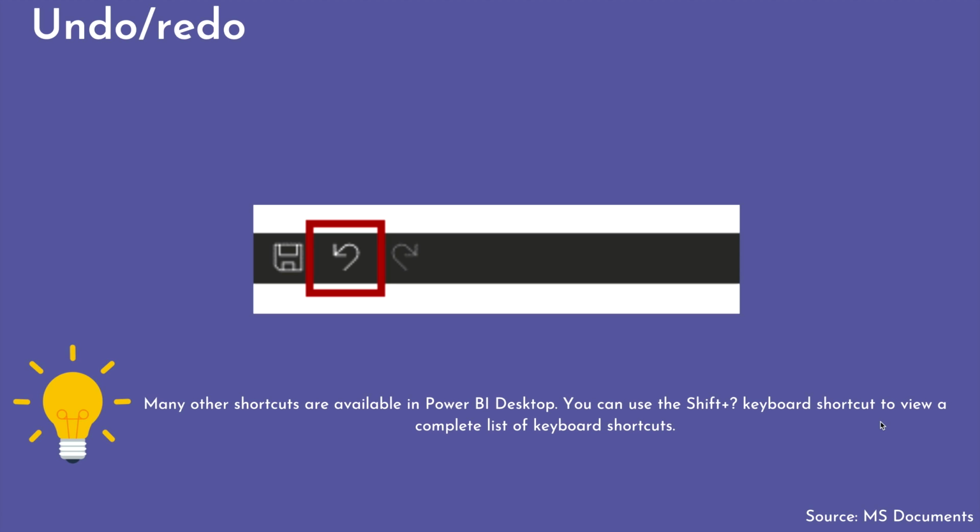please let me know. Here, you should also remember that many other shortcuts are available in Power BI Desktop. You can use the Shift plus question mark keyboard shortcut to view a complete list of keyboard shortcuts. So that's going to help you a lot whenever you are going to work on the Power BI reports. Once you get used to it, it would be very easy for you to work on the Power BI Desktop application, and you can wrap up your work within minutes.